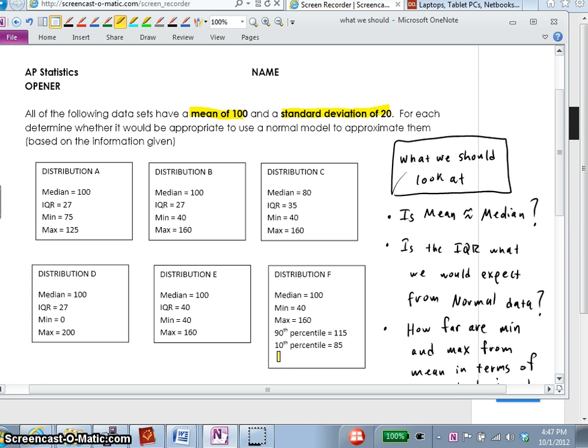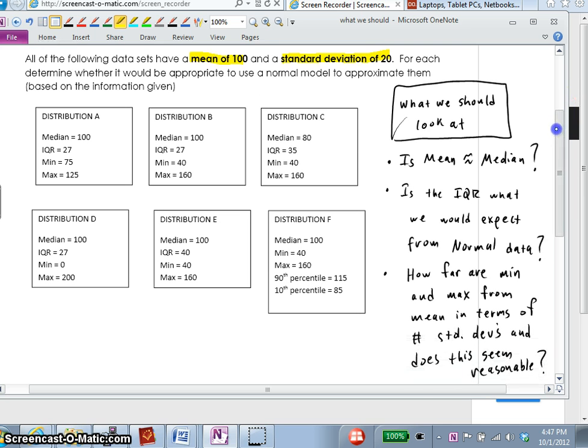So the way I'll structure this is I'll first talk about what we should look at. And then we can go through each distribution, see if that criterion is met or not, and if it's not met, is that enough to knock that distribution out of contention for being modeled with a normal model. Okay, so first thing we should look at is, is the mean approximately equal to the median?